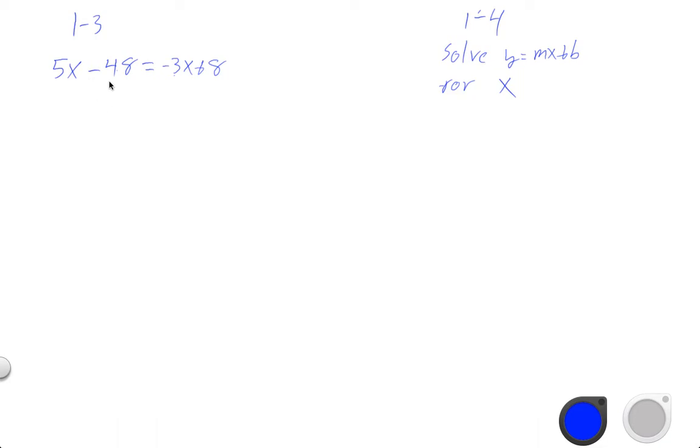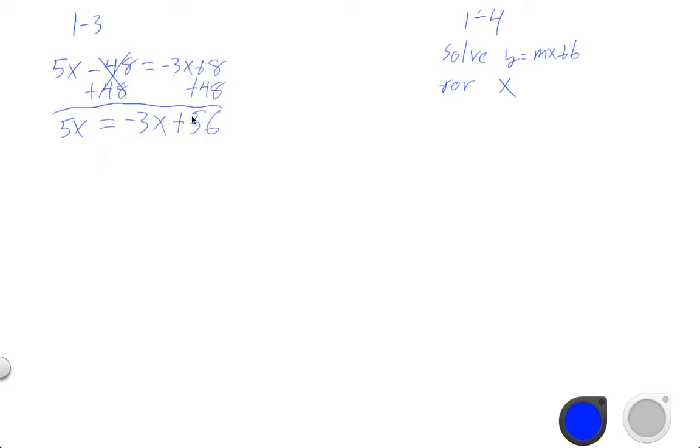So first thing I'm going to do is get rid of this minus 48. Do that by adding 48 to both sides. And I bring my 5x down. Negative 48, positive 48, those cancel. And I have negative 3x. 48 plus 8 is 56.